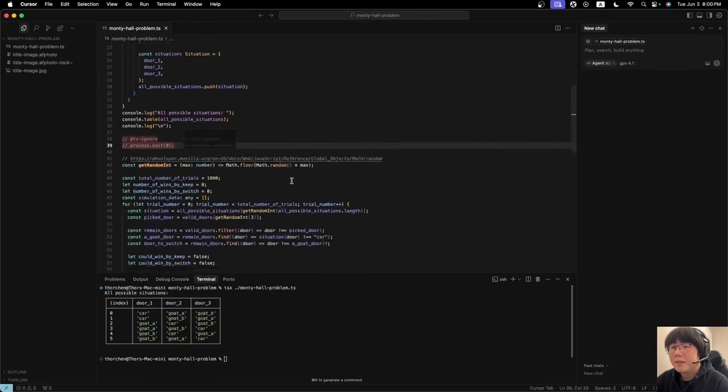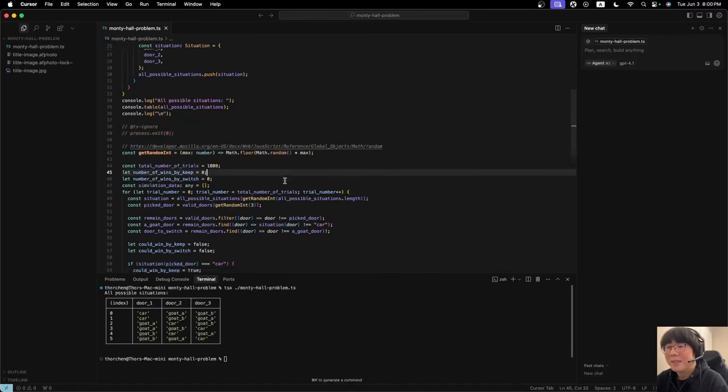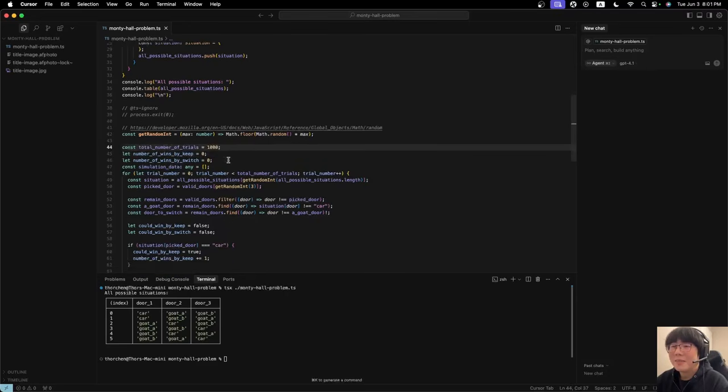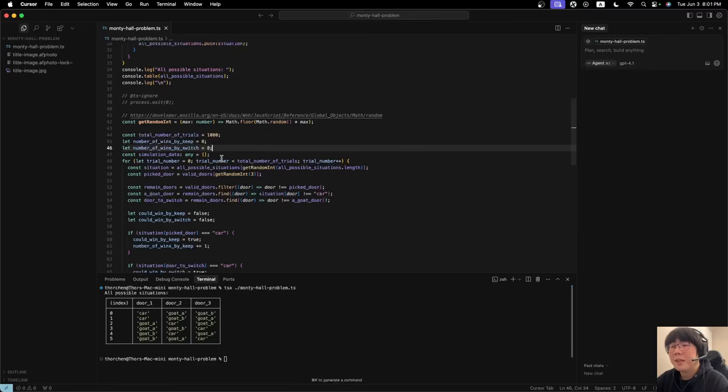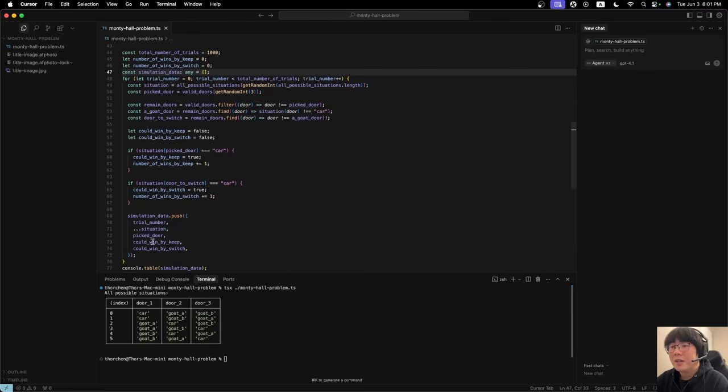And then let's brute force the game mechanism 1,000 times and track the number of wins by keeping the initial choice and the number of wins by switching to the new door. And then the simulation data is an array to track structured data consisting of the trial number, situation, the picked door, whether you could win by keeping, and whether you could win by switching.